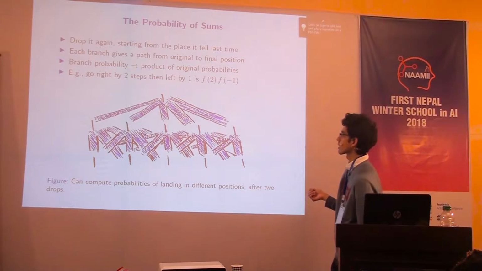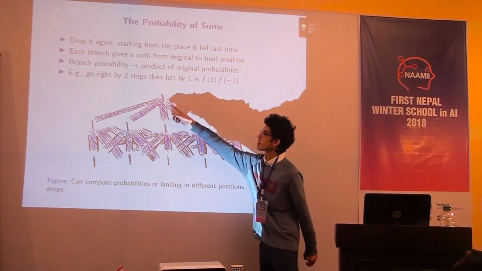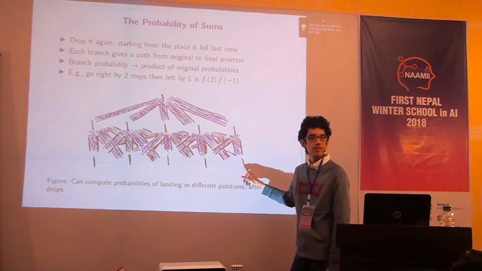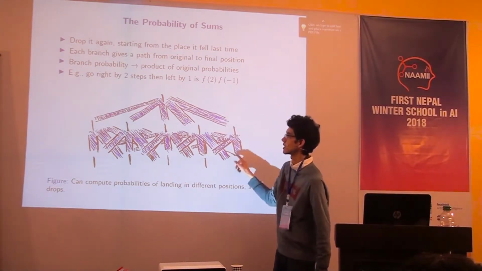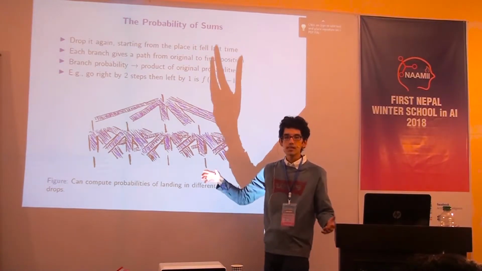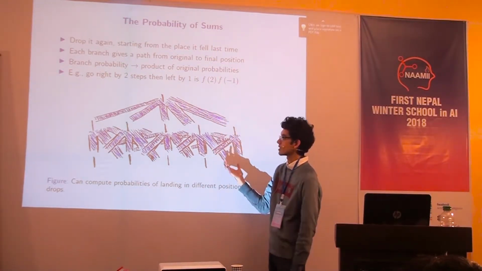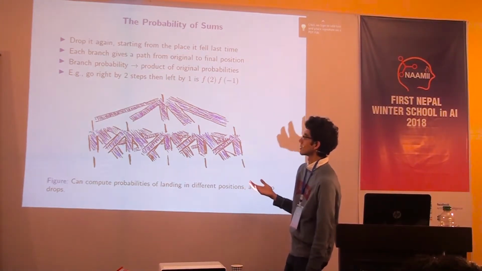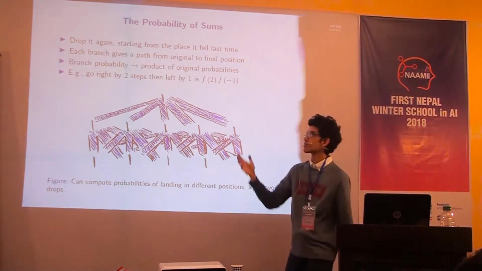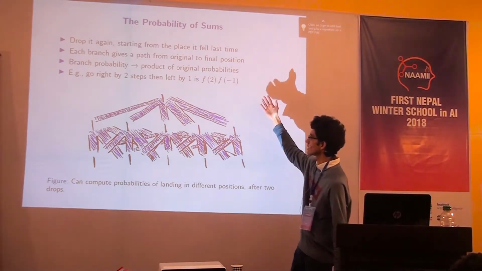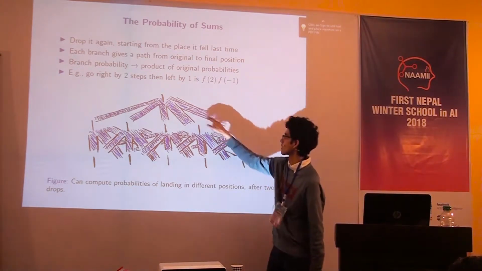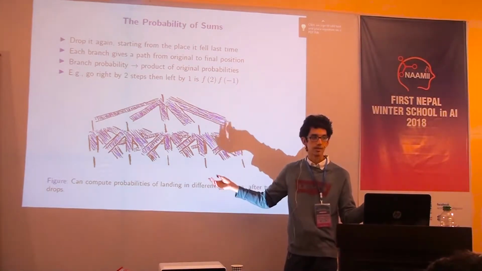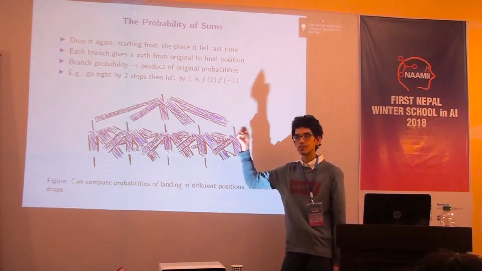And then if you wanted to figure out the probability of starting here and ending up here, you just need to figure out all the paths that go there. So basically, this is a diagram that lets you think about the probability of different paths. Even a simple computation, if I want to go right 2 steps and then left by 1, I multiply the probabilities, because these are independent events, and I get the probability of that particular sequence.